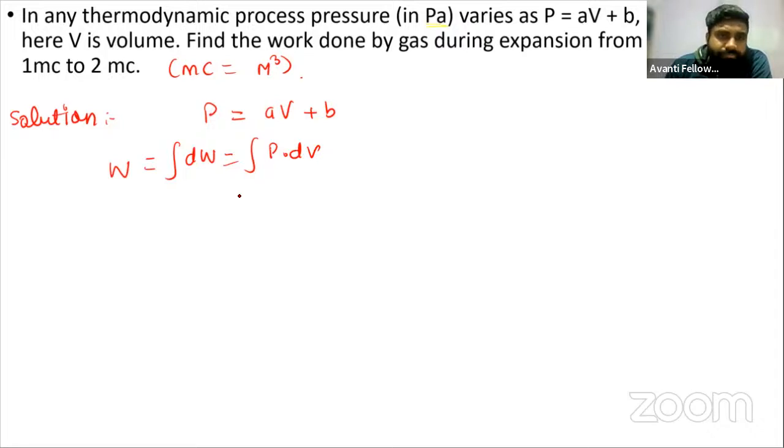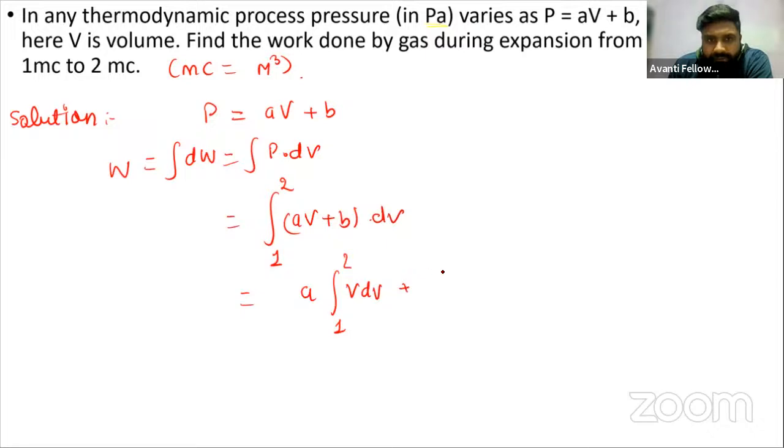So we put the value of pressure here, that is AV plus B, into dV. Now volume varies from 1 meter cube to 2 meter cube. This becomes A integral from 1 to 2 of V dV plus integral from 1 to 2 of B dV. B is a constant, so you can take it out. So this expression finally results in A V square by 2, with limits 1 to 2.